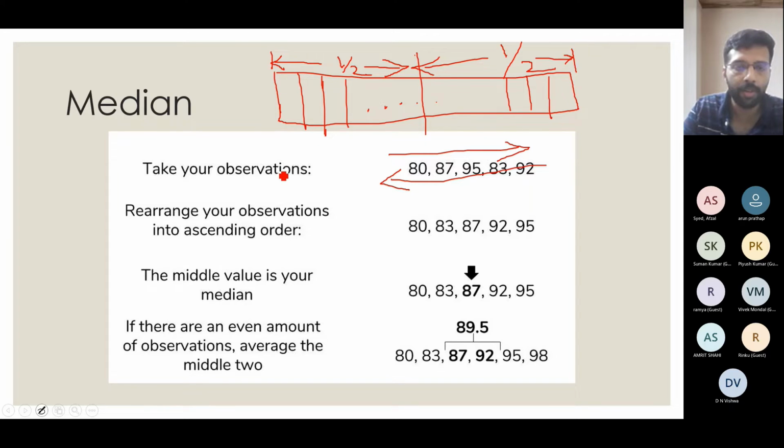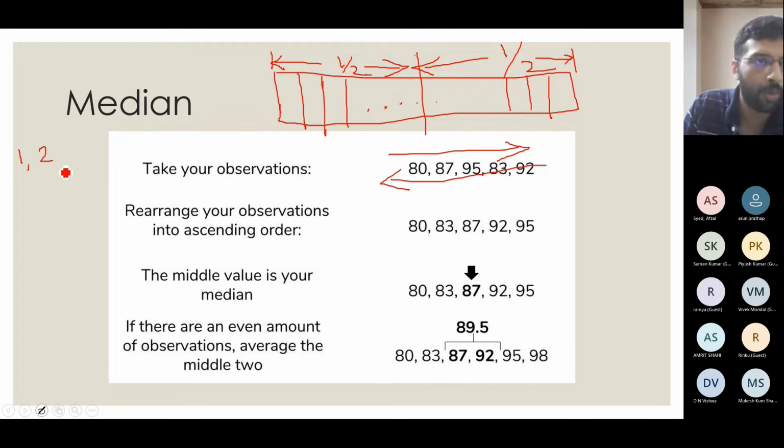Whenever you are trying to compute the median, you always keep in mind that you have to take the data sorted either in ascending order or descending order. Now the second part is you have to find the middle element. So now there are two cases. Suppose I have three elements, 1, 2, 3, and I have four elements, 1, 2, 3, 4.